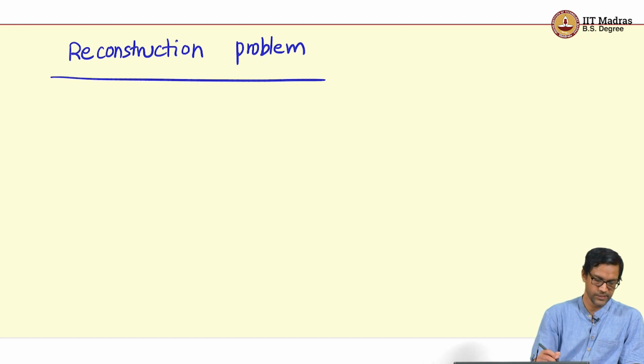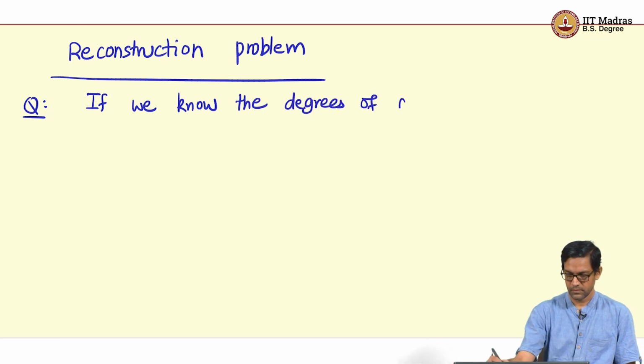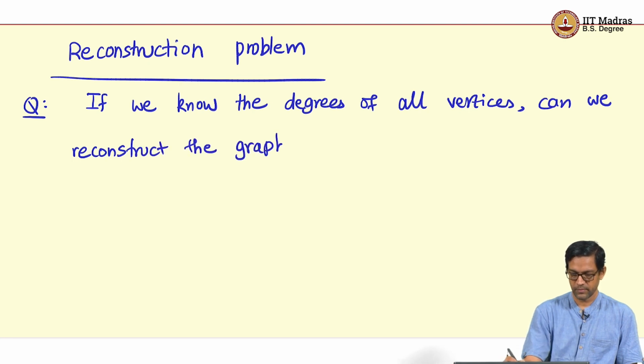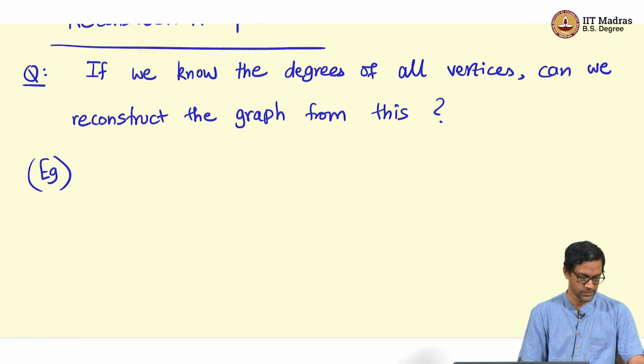Let us just do this by examples. So let me tell you what the broad question is. If we know all the degrees of all vertices, can we find what the graph looks like? Can we reconstruct the graph from that information? So I don't tell you what the graph looks like, but I only tell you the degrees. Okay, so here is an example. So suppose I tell you there are 5 vertices, or let us say even 6 vertices.